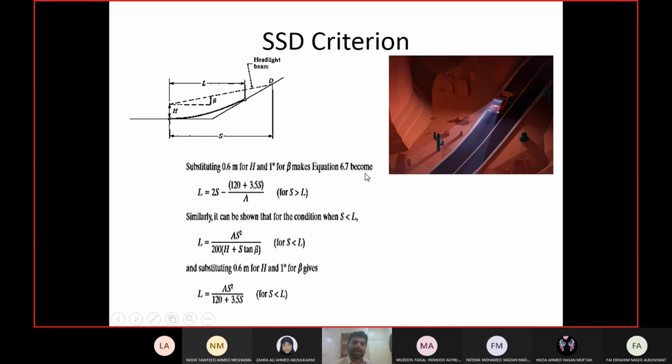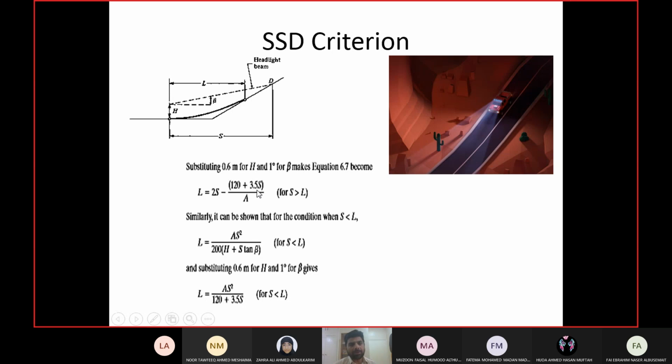And what is beta? Beta is the angle of the headlight from the horizontal. So your headlight is showing you like this, and the angle from the horizontal is beta. For a car, this angle is 1 degree. This is like the expansion, the spread of the light of the headlight. So in this equation, if you put H as 0.6 meters and beta as 1 degree, then 200 into 0.6 will give you 120, and 200 into tangent of beta will give you 3.5.